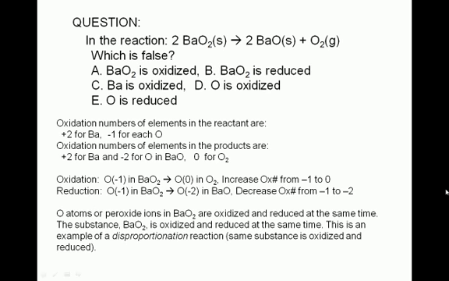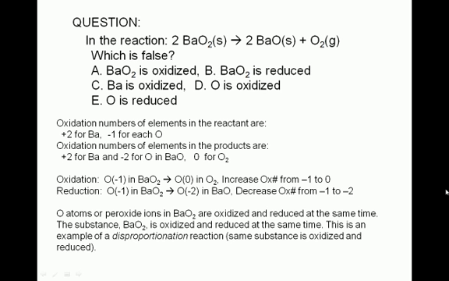Let's see what we have so far. Oxygen atoms in barium peroxide are oxidized and reduced at the same time. We can also say that the peroxide ions in barium peroxide are oxidized and reduced at the same time. The substance itself, barium peroxide, is said to be oxidized and reduced at the same time. When the same substance is oxidized and reduced in a reaction, the reaction is called a disproportionation reaction.